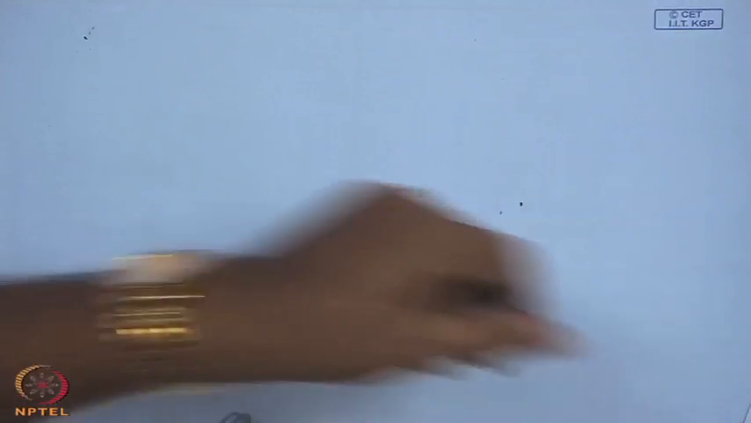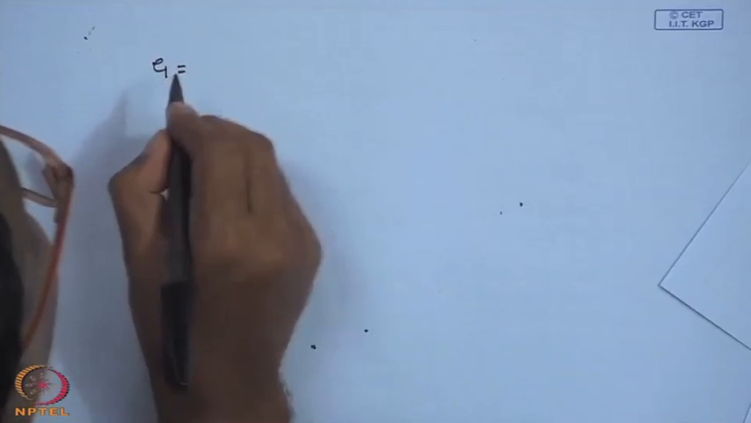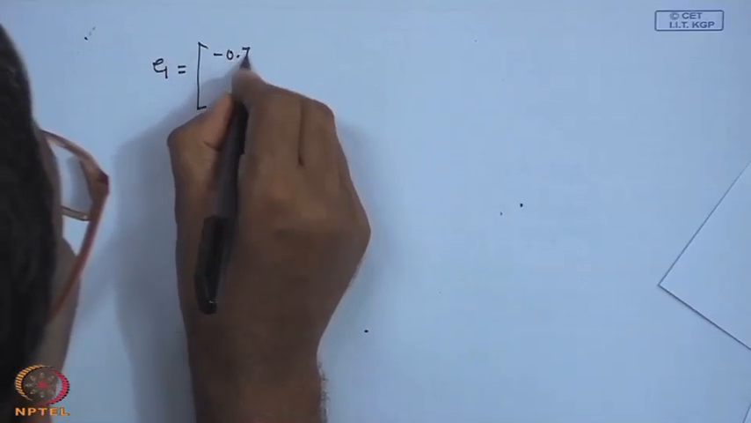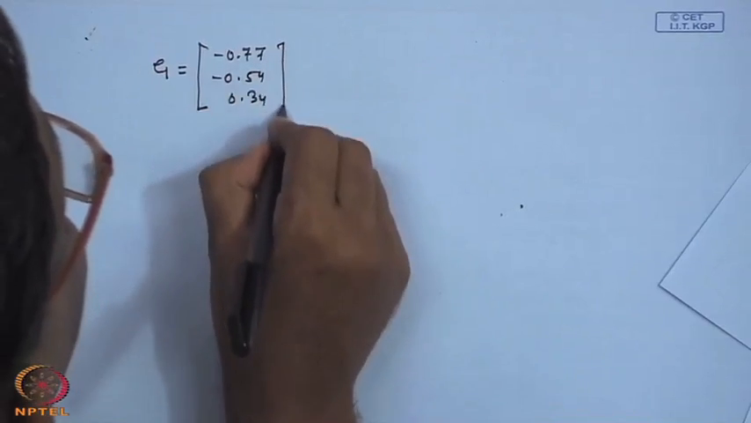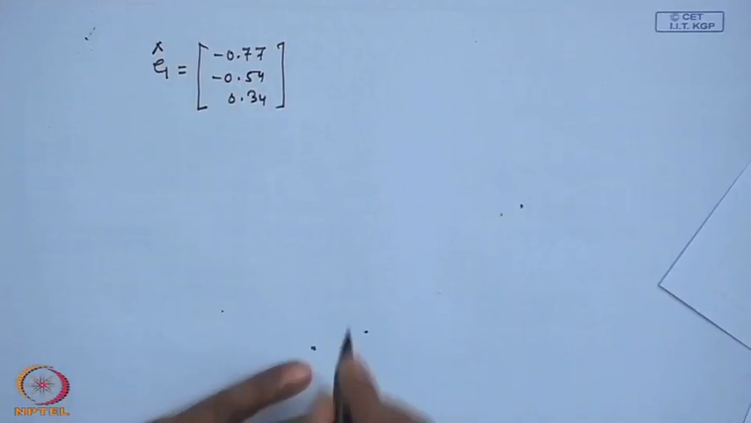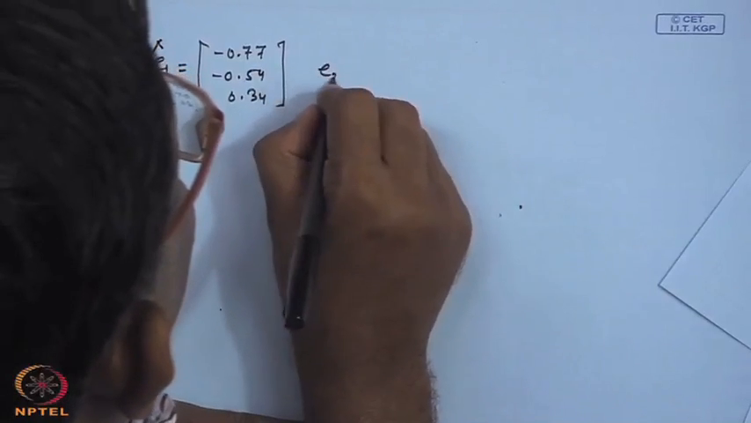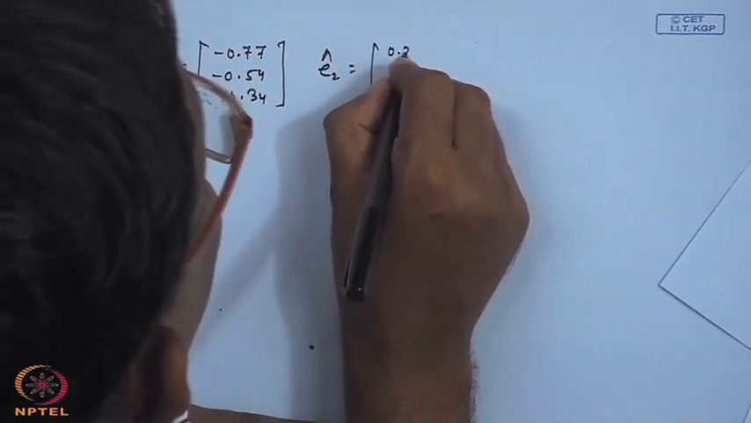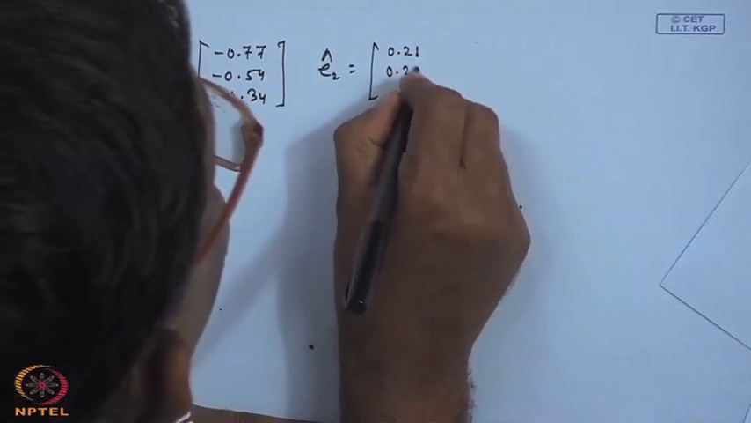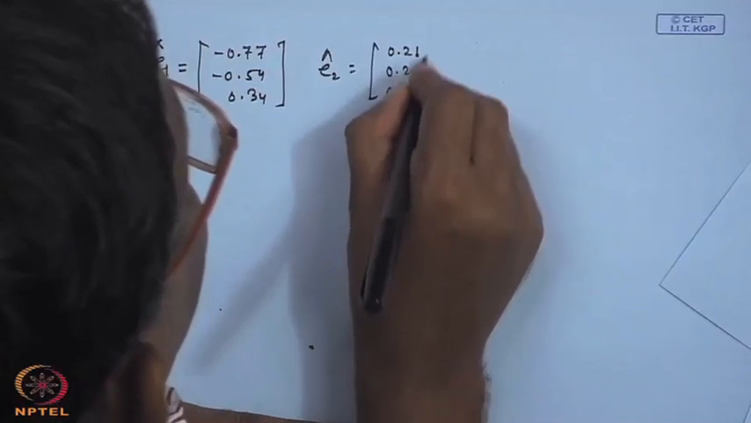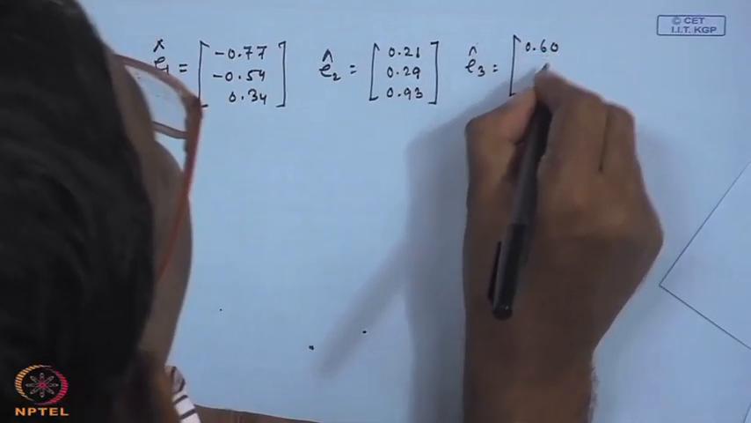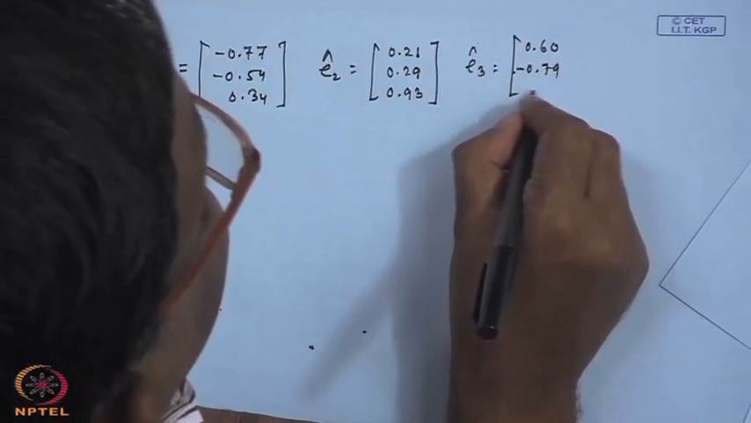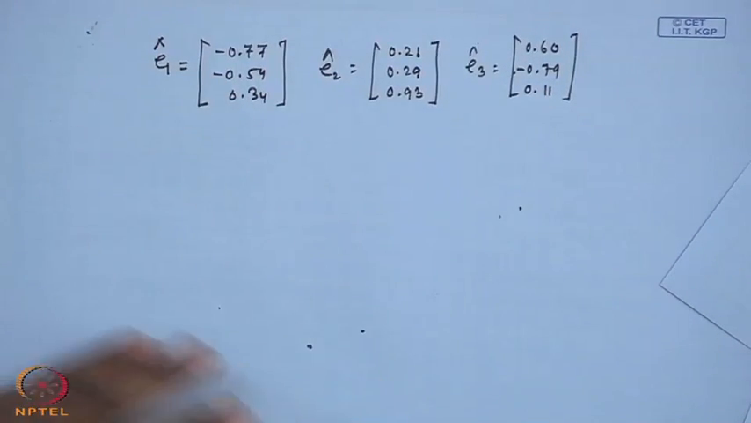So what are the values for your U1? We have solved. U1 values are minus 0.77, minus 0.54, 0.34. So if you write like this, U1 cap, then E2 cap is 0.21, 0.29, 0.93, and E3 cap is 0.60, minus 0.79, 0.11.